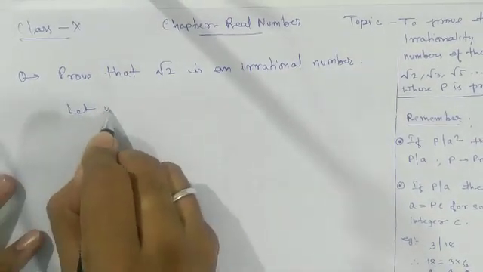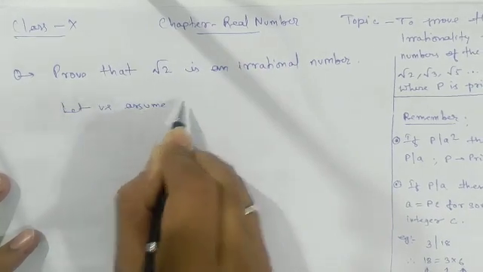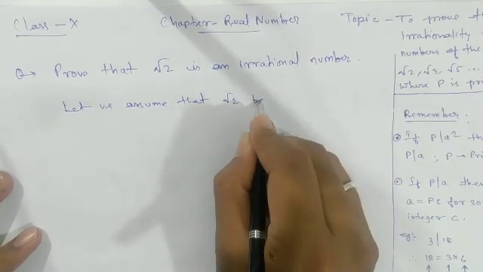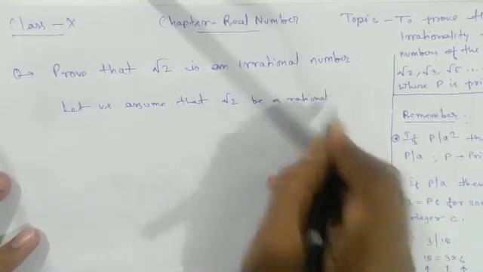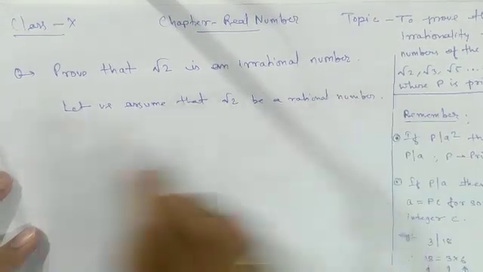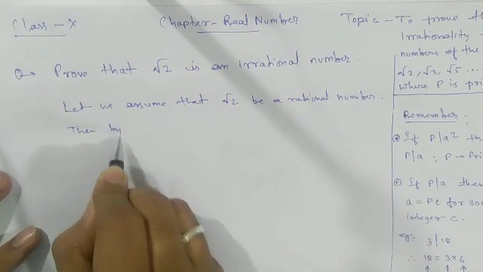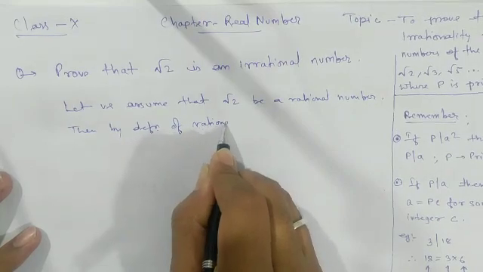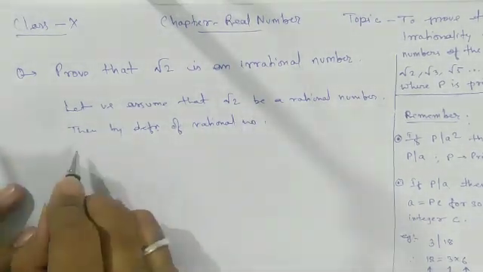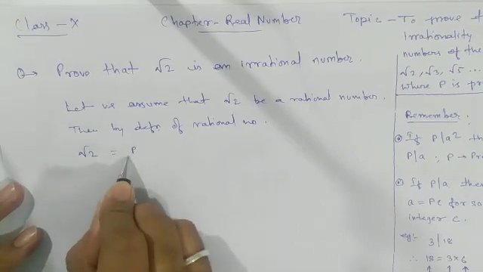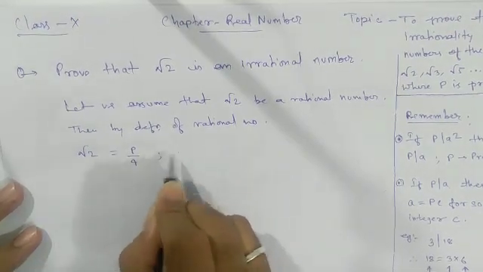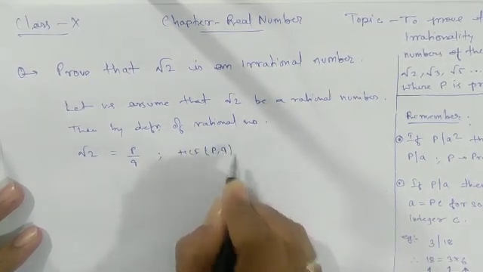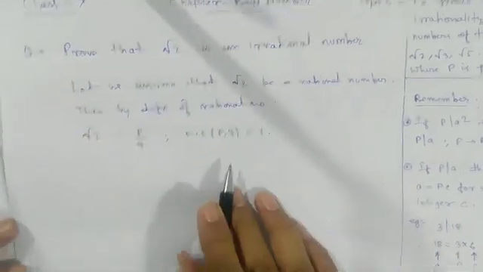So let us assume that root 2 be a rational number. By definition of a rational number, we can write root 2 as p by q, where p and q are co-primes. That means HCF of p and q equals 1. That means we have taken the simplest form.